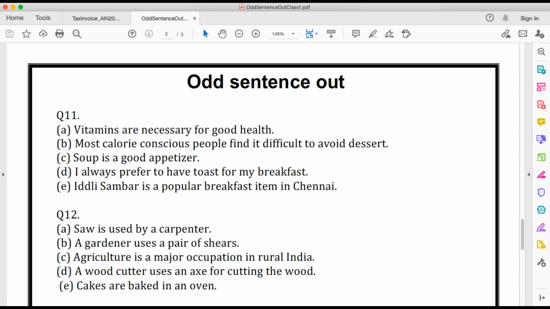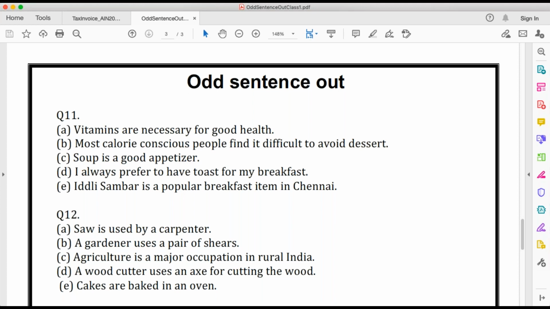Yes. C is the correct answer. C is the odd sentence out. Yes, Ariman, you are correct. It's tool equipments versus profession. C is talking about the occupation while all others are talking about craftsmanship and tools. C is the correct odd sentence out over here.